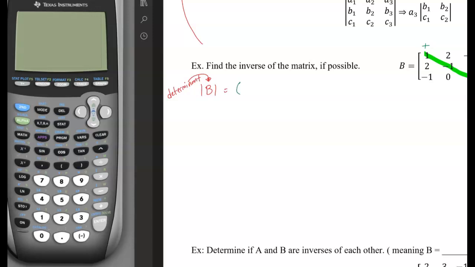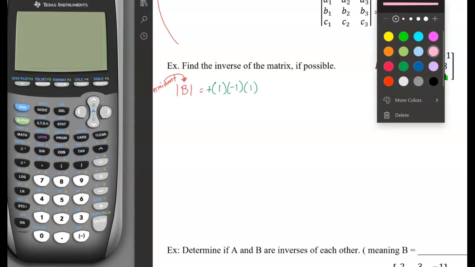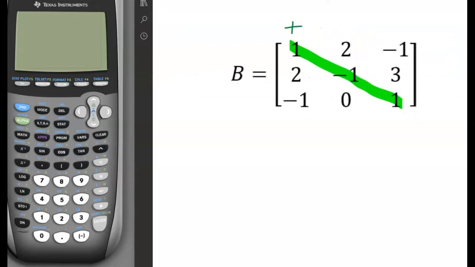Okay? So the determinant of B is equal to, now I'm going to take this forward-facing diagonal, and I'm going to multiply its values together. And it's going to be a value I add to get to the determinant. So 1 times -1 times 1. Then I find my next forward-facing diagonal. So I start on the very next number to the right on the top, and I go down to the right.